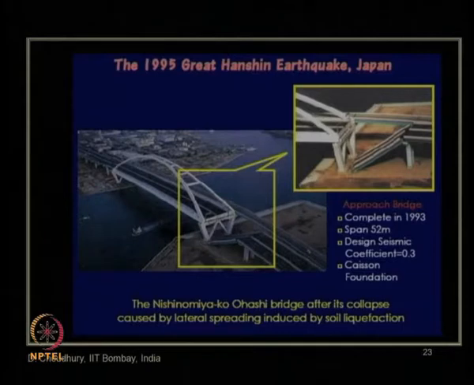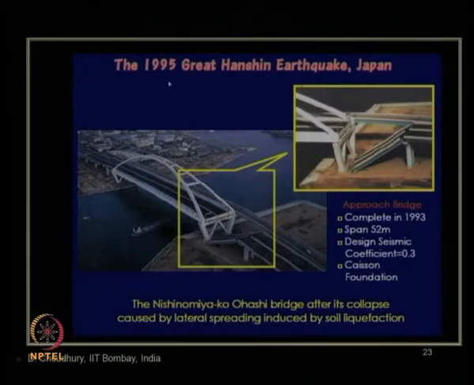This is another picture which shows the damage of a bridge. This is the approach bridge, which was completed in the year 1993, and the span of the bridge was 52 meter. You can see over here, this is the span of the bridge, and the design seismic coefficient which was used for the design of this bridge was 0.3 g as per their design code of Japan at that time, and a caisson foundation was used for this bridge.